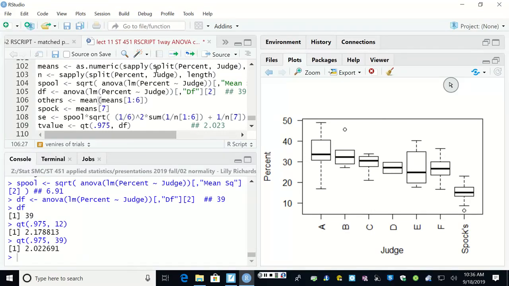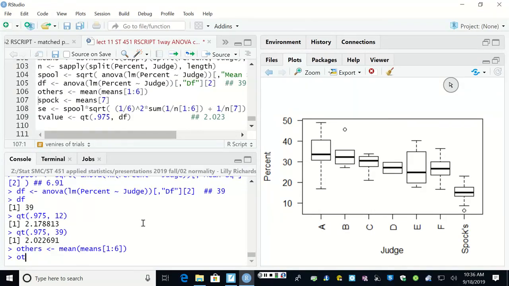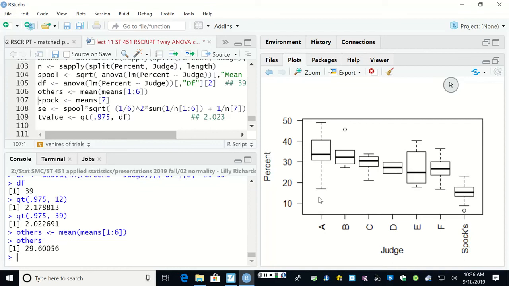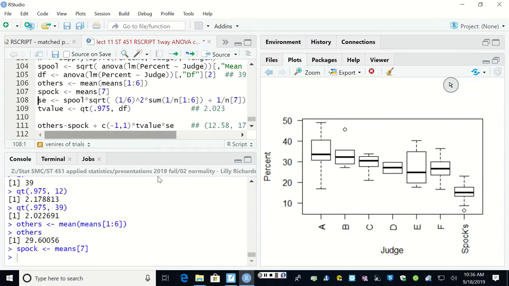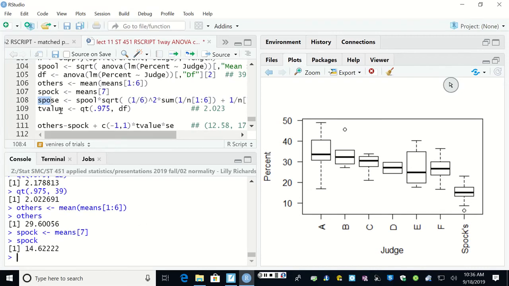So I'm going to take the others, just being the average of the other ones. They're about 29 on average, these other six. Right? Spock, that average, is about 14, so I don't need that. Right? So what's the standard error for this contrast?